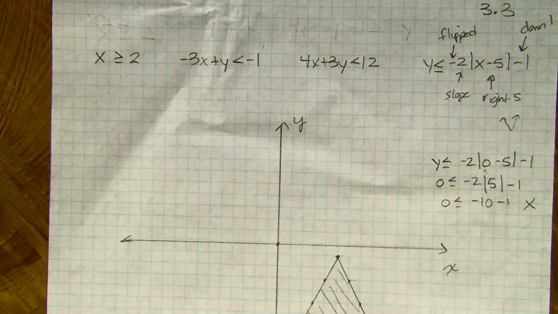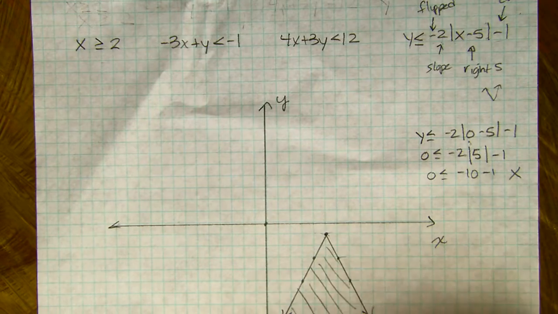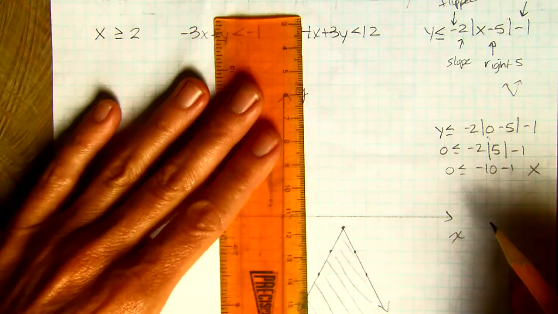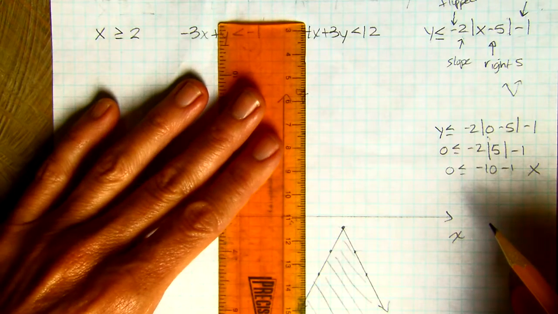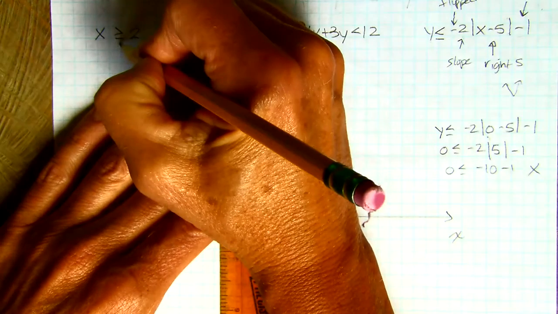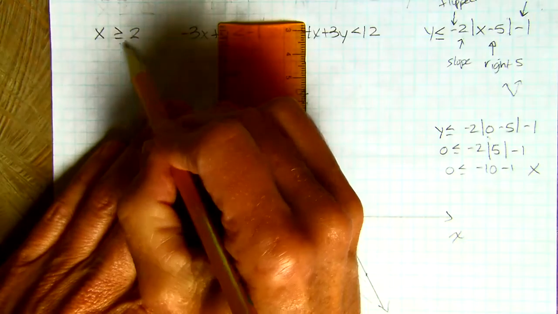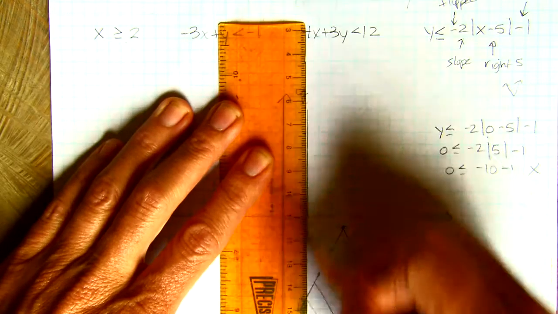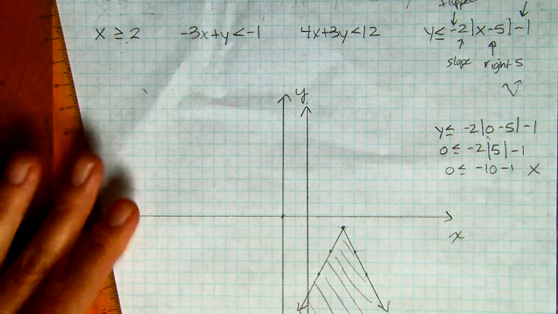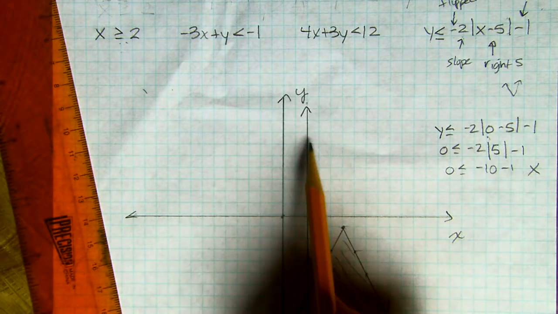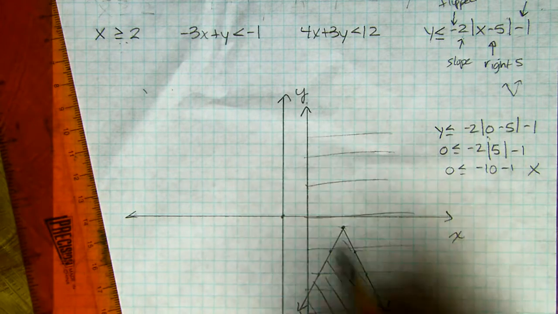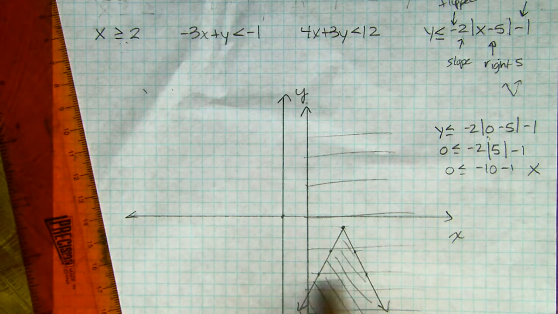What about x is greater than or equal to 2? Again, if you watched the video, x equals something has a vertical line, because x is always 2. And since it can be equal to, this is going to be a solid line. So there's x equals 2. If I'm going to be greater than that, I shade this way. And you're beginning to see the overlap here of the solution region.